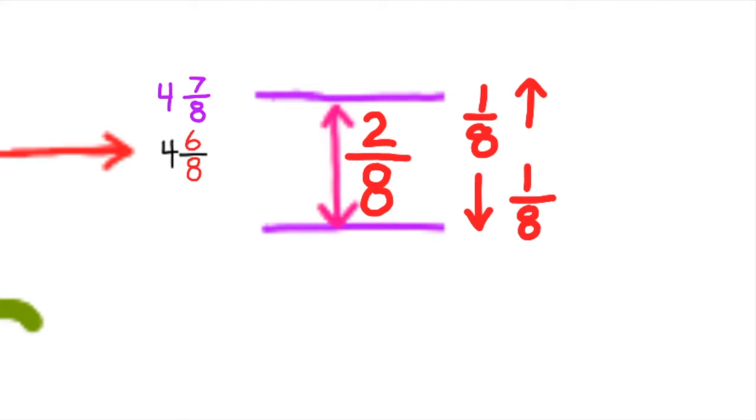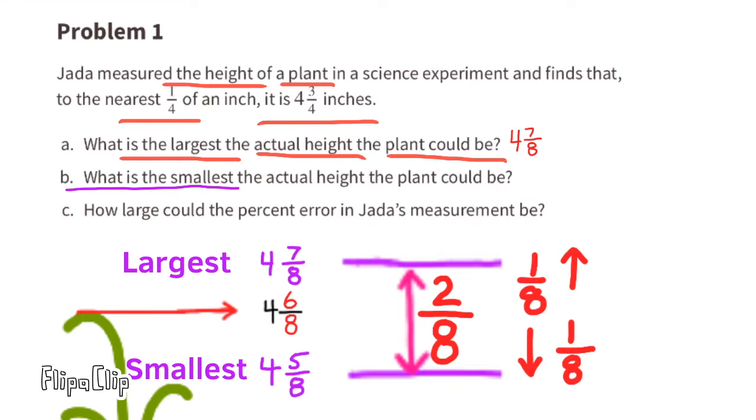Remember, Jada's measurement was 4 3/4 inches or 4 6/8 inches. To find the shortest height this plant could be, we'd have to subtract 1/8 from 4 6/8. So 4 6/8 inches minus 1/8 of an inch equals 4 5/8 inches. The smallest or the shortest this plant could be would be 4 5/8 inches tall. C. How large could the percent error in Jada's measurement be?